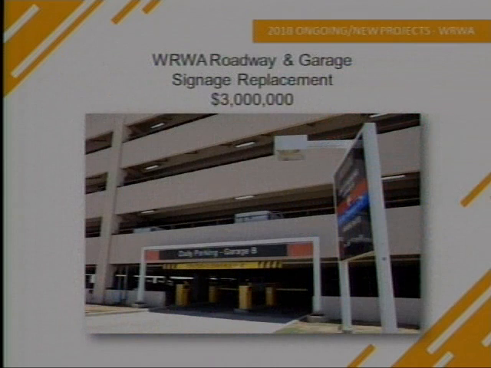In a couple of months, we'll be bidding the roadway and garage signage replacement project. We're anticipating $3 million in fiscal year 2018. It's a total project of over $5 million. This replaces all the roadway signage coming in from Airport Road into the terminal, and also replaces the garage signage in Garage A, B, and C. We also have design replacement signage for the terminal building, existing terminal building. It will be done when we do the terminal expansion, which we're going to be bidding later this year.